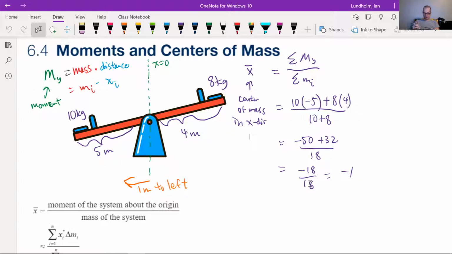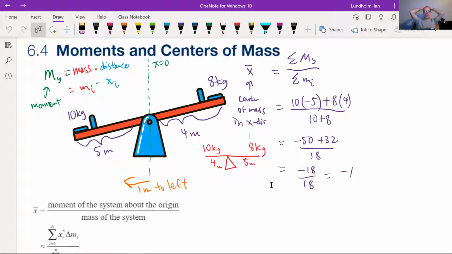If I do a real quick drawing of what this would look like balanced, 4 meters on this side and 5 meters on this side, and then 10 kilograms on this side and 8 kilograms on this side, then each of those moments would multiply and equal 80. This in the negative direction and this in the positive direction, so that the seesaw would be completely balanced. So that's kind of the idea here.